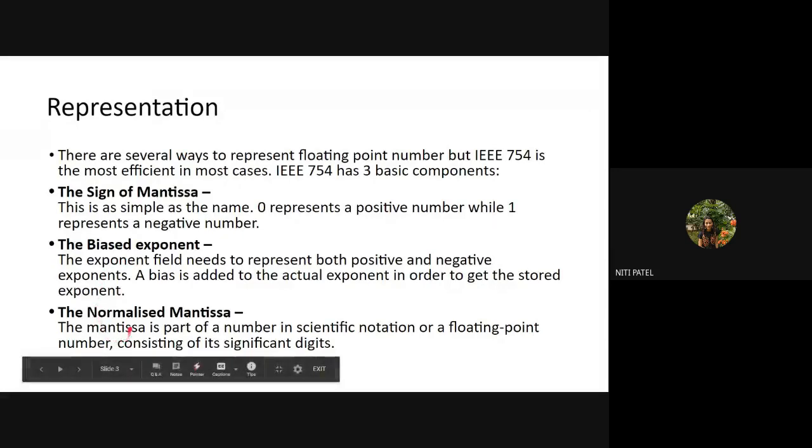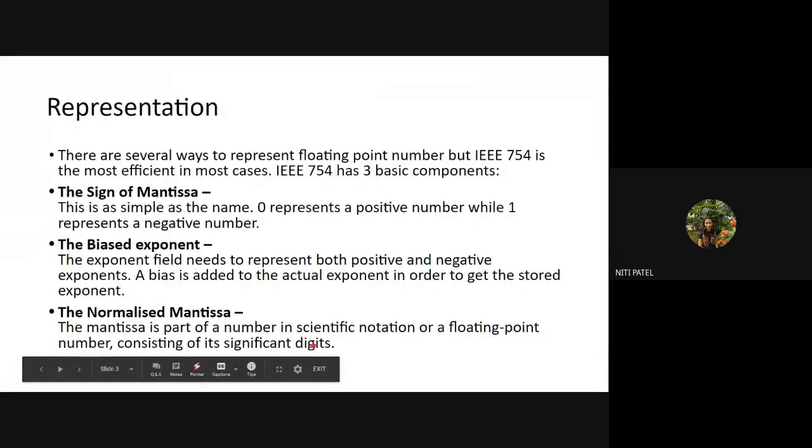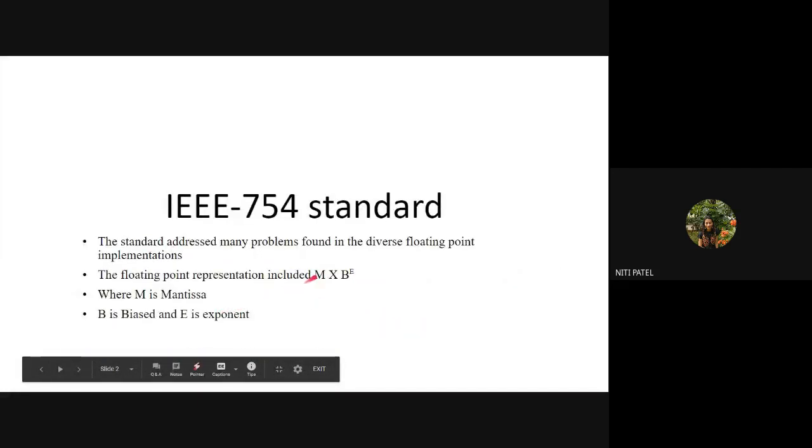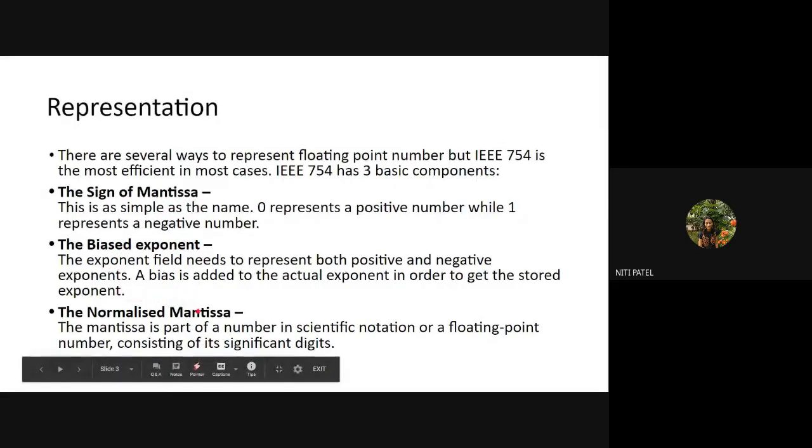Okay. Next is normalized mantissa. Now what is this normalized mantissa? The mantissa is a part of a number in scientific notation or a floating point number consisting of its significant digits. So whatever number is there in the question, we convert that number into a floating point number. That is, we first convert it into binary, then we represent it in floating point, and whatever value we get, that value is considered to be the normalized mantissa. Okay. So instead of having this M, B, and E in floating point, my IEEE will be having a signed magnitude, a biased exponent, and a normalized mantissa.